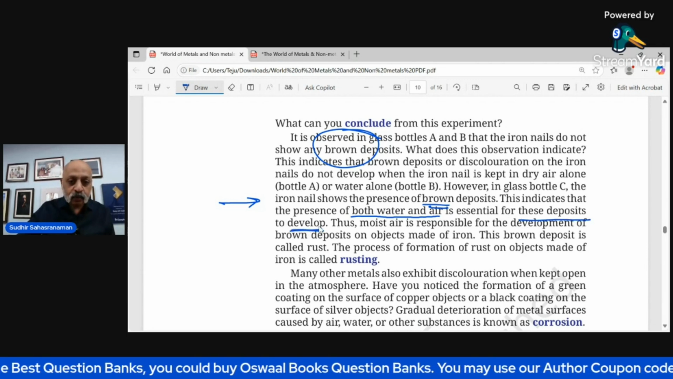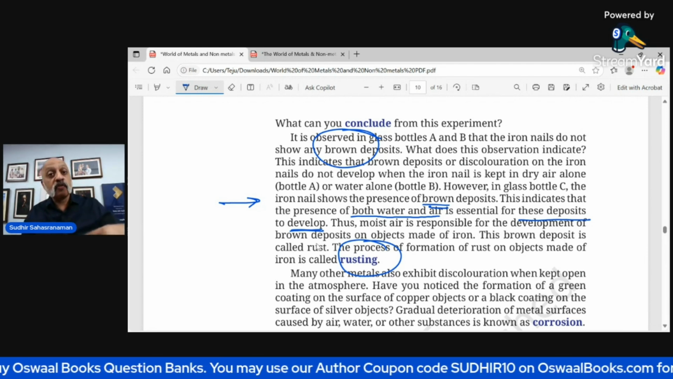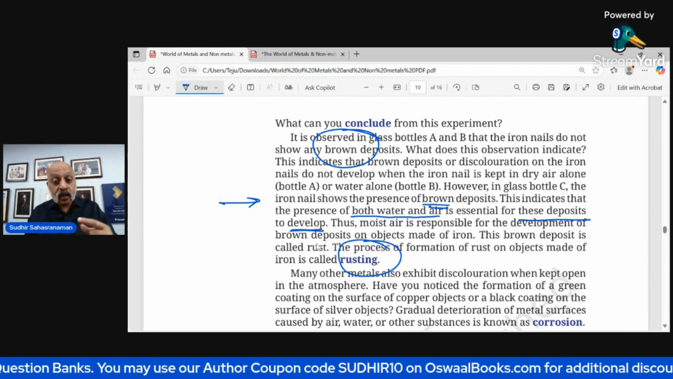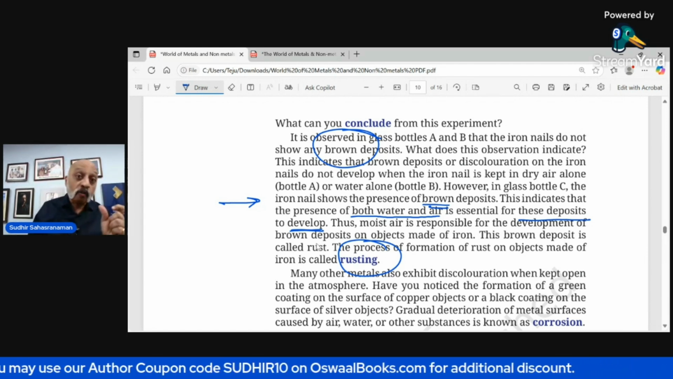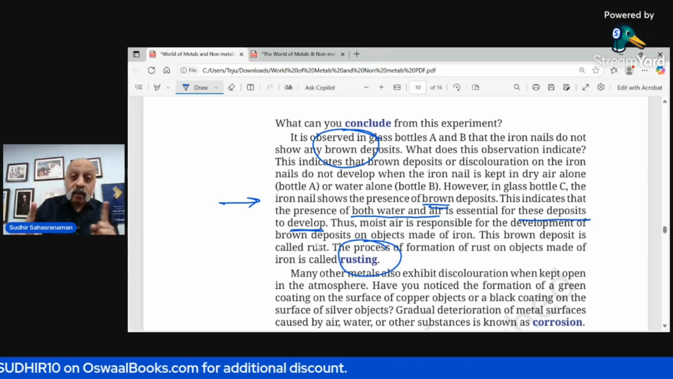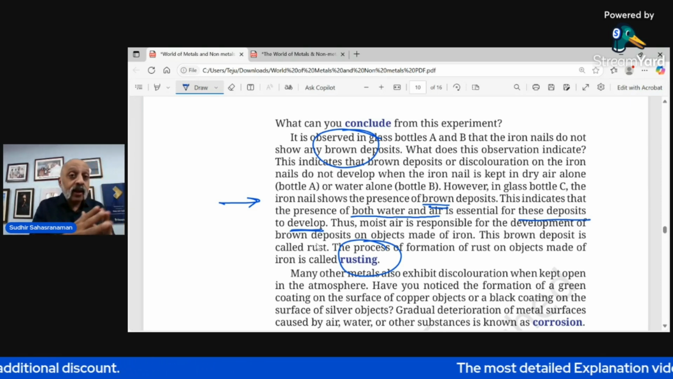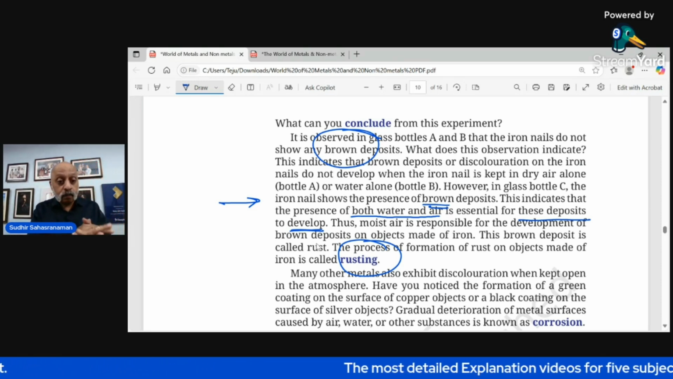Now, what are these deposits? These deposits are rust. So the process of formation of rust, which is that brown color thing, on objects which are made of iron. Now, this is specific to iron. We are now talking about only one metal, which is iron, where if you have both water and air, it can rust over a period of time.